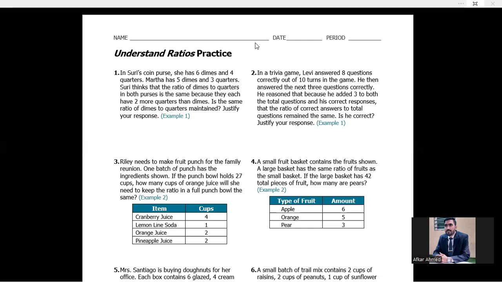Today I'm going to discuss the first lesson from grade 6 math, McGraw-Hill. Understand ratios, and we will try to solve some questions.